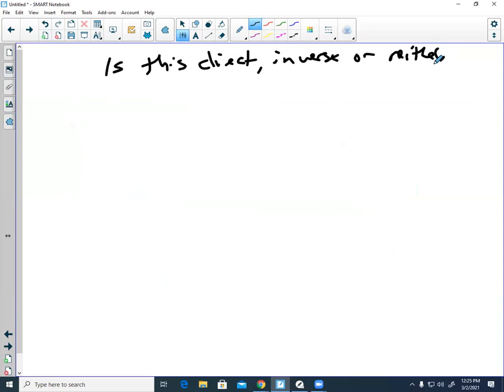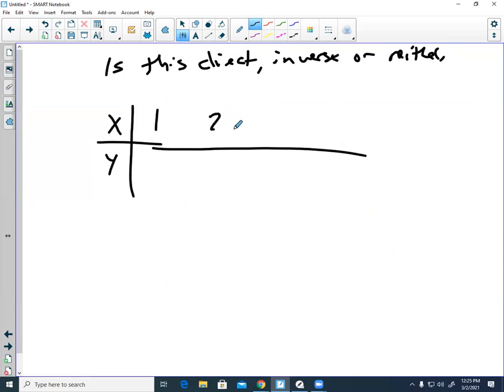so it's going to ask you something like, is it direct, is it inverse, or is it neither? And it's going to give you an equation or a table. So with that table, you're going to look at something like this. Let's say that you have x and y, and you have an x value of 1, 2, 3, 4.